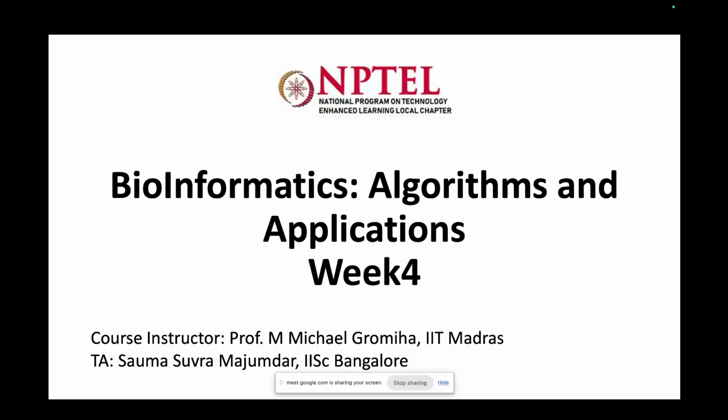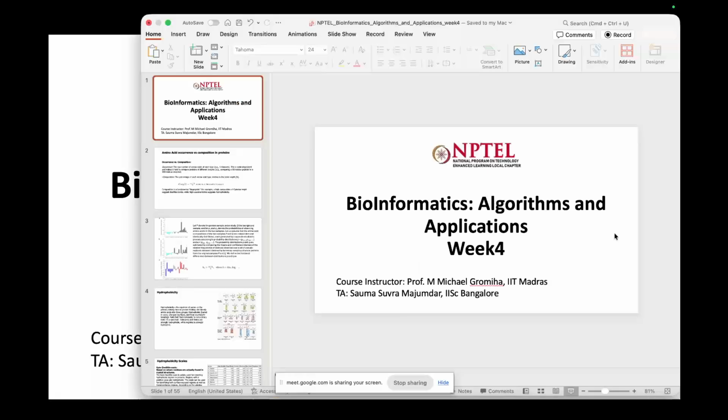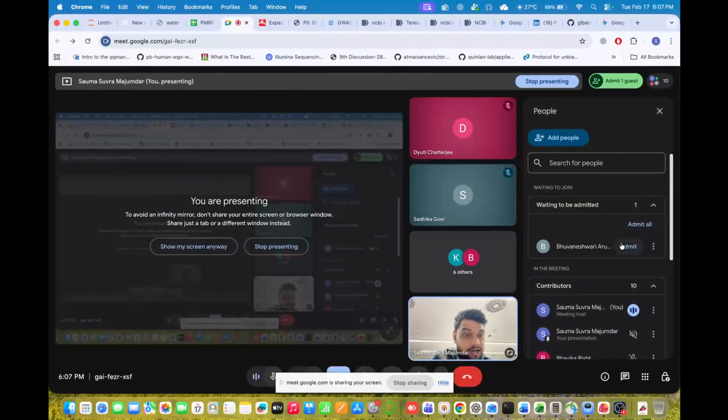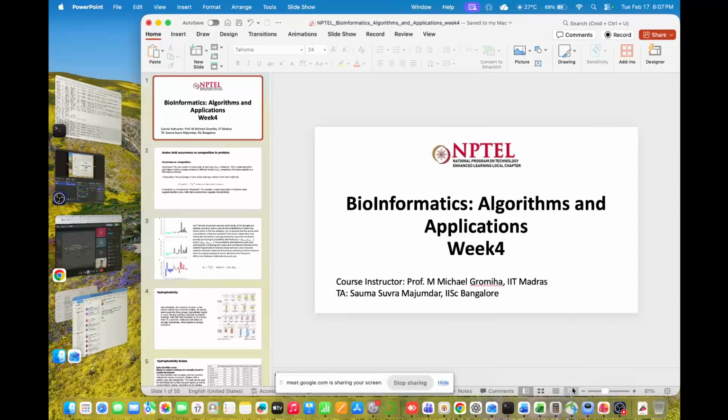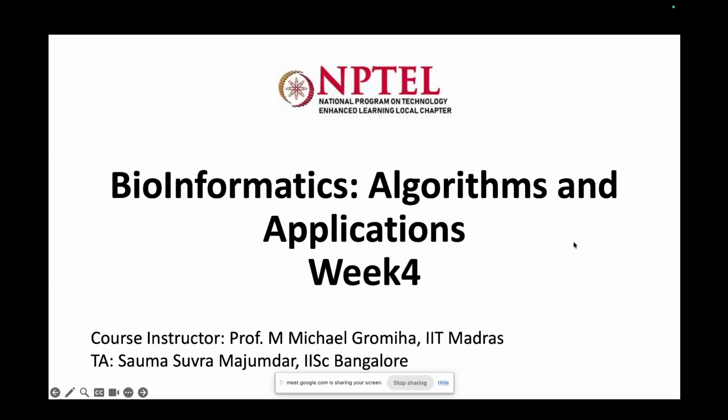Welcome to week 4 of Bioinformatics Algorithms and Applications. In the last few classes, we've talked about different types of protein sequences, sequence alignment algorithms, and basically what kind of things you can infer from sequence alignment. Today, we'll be delving a little more into the amino acid properties that confer to the protein. So basically, how the amino acids are arranged inside the protein to confer specific properties to the proteins.